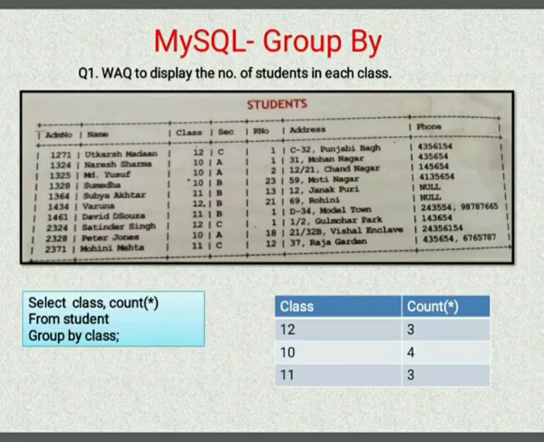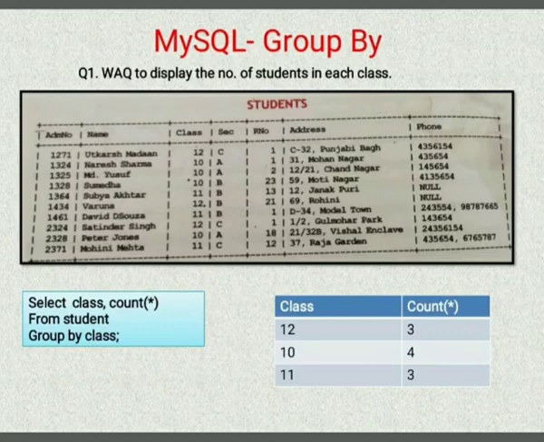Select class, count star from student group by class. First of all, just have a look at the group by class. Now class is the attribute. Grouping will be done on the basis of common data. We have common data: 3 times 12, 4 times 10th and 3 times 11. So this data will be divided into 3 parts, 10, 11 and 12.